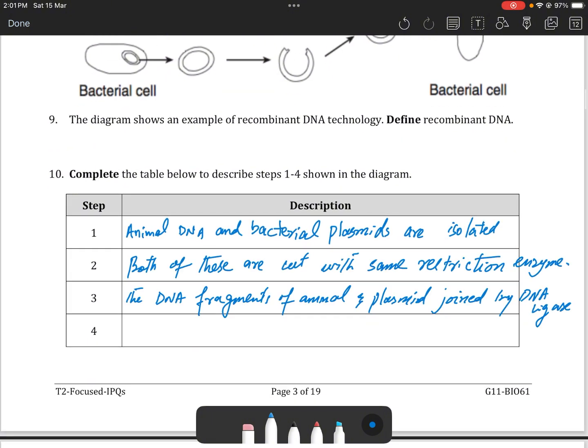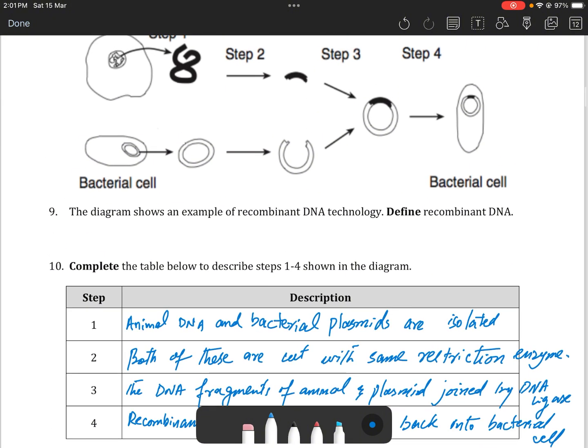And the last step we said introduction, right? Now this is recombinant plasmid, so you will say that recombinant plasmid is introduced back into bacterial cell. Okay, bacterial cell. So this is all what's happening in the diagram. The diagram shows an example of the recombinant DNA technology.